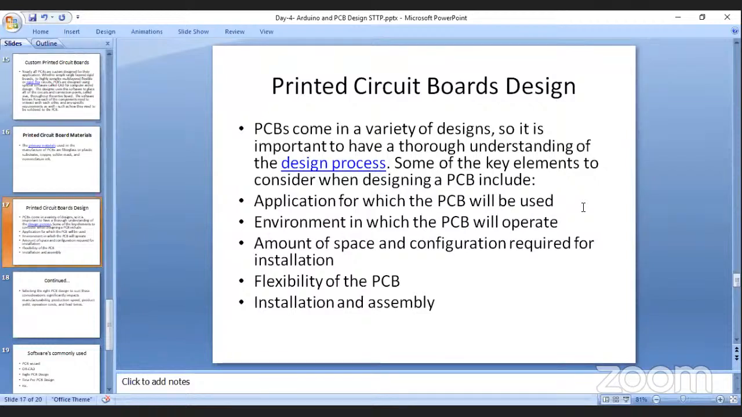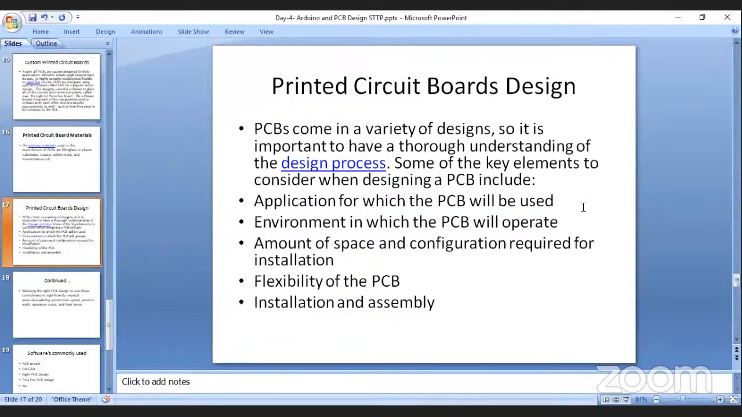The fourth point is the flexibility of the PCB. Do you want the PCB, if it gets molded or bent, to still work reliably afterwards? In that case, you have to think about, for example, keyboards, smartphones, and hard drives, where the flexibility of those particular PCBs also plays a very important role.